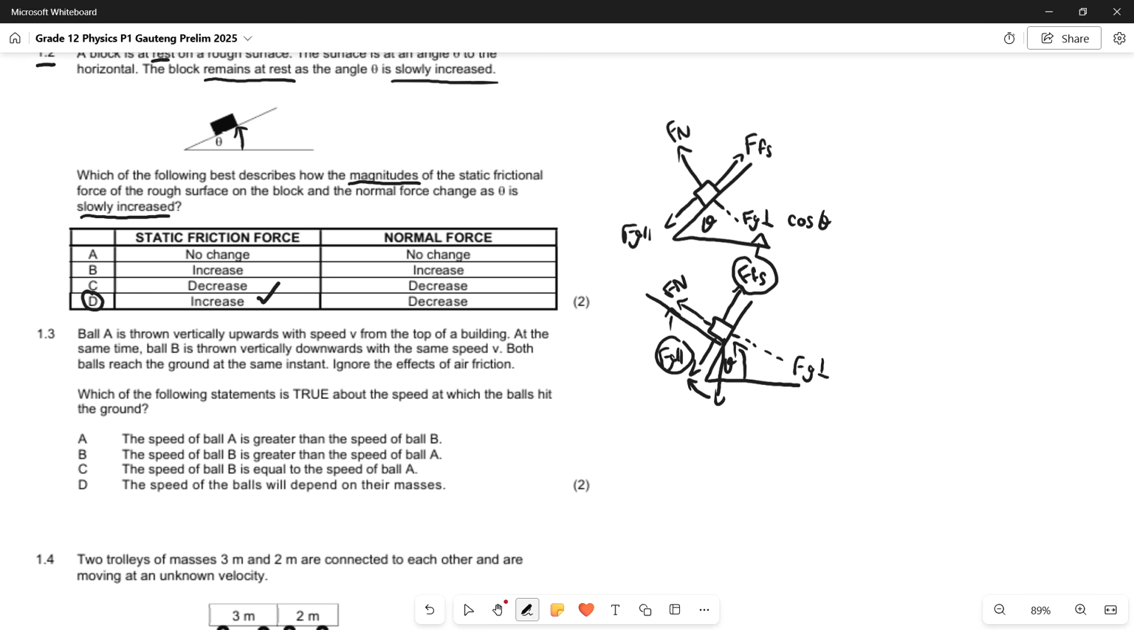And Fn and Fg perpendicular over here are exactly the same because this block is not falling through the ground or lifting off the ground, which means they are in equilibrium. But if we have increased the amount of degrees of the slope, therefore the Fg perpendicular goes down, and that's why the normal force goes down as well, and our normal force decreases.